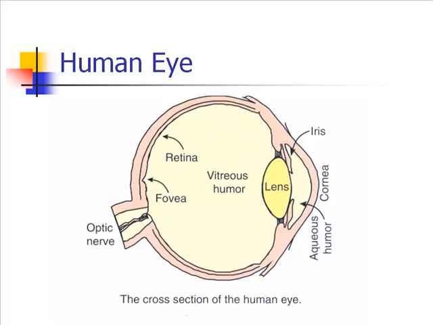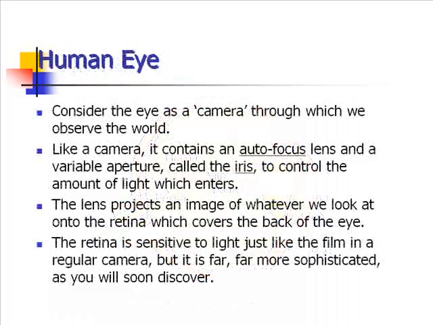If your cornea here is out of shape, then you need glasses, like some people need glasses. And if you have surgery, sometimes they'll fix the shape of your cornea, I believe. So consider the eye as a camera through which we observe the world. It contains an autofocus lens and a variable aperture called the iris to control the amount of light. So when our pupil gets big in the dark, we can see better in the dark. When it's real bright outside, the pupil looks really small because it doesn't need as many of those sensors.